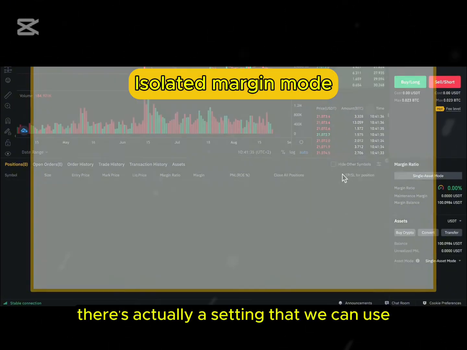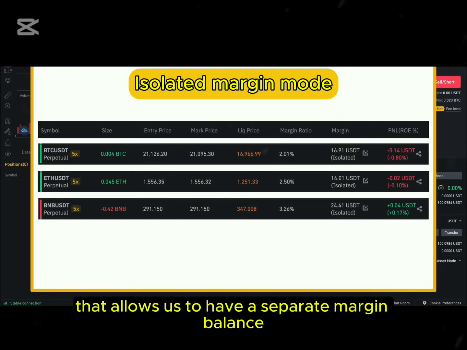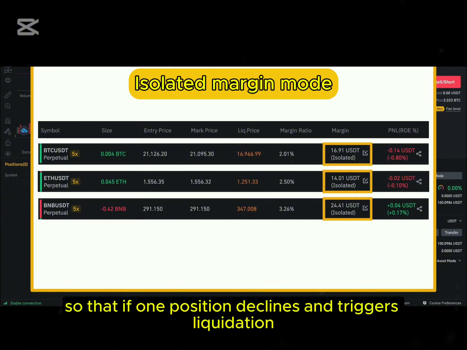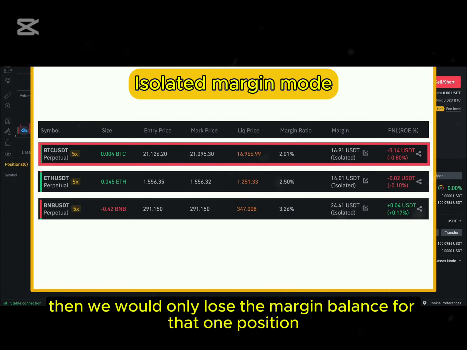There's actually a setting that we can use that allows us to have a separate margin balance for each of our positions, so that if one position declines and triggers liquidation, then we would only lose the margin balance for that one position.